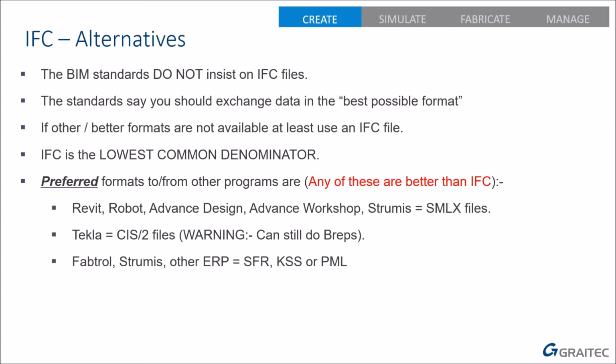If you're talking to a management control system, FabTrol, Strumis, or any other ERP system, you can use the SFR, the KISS format, KSS, or the PML file formats. Depending on the other systems, they can read those different formats. They're kind of like glorified bills of materials. They're not really 3D models encapsulated there, but you can get the data in and out quite accurately.